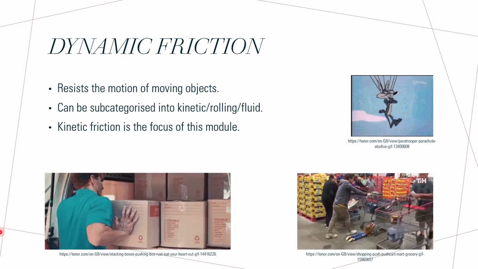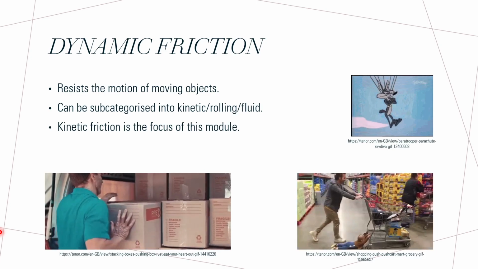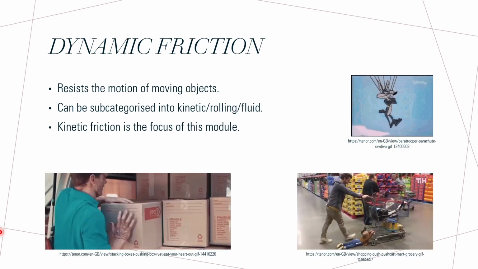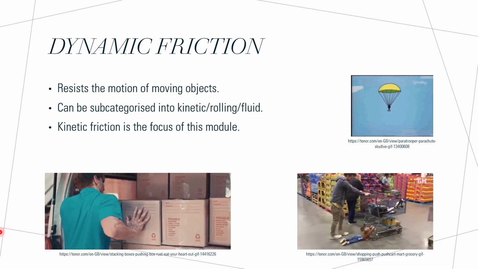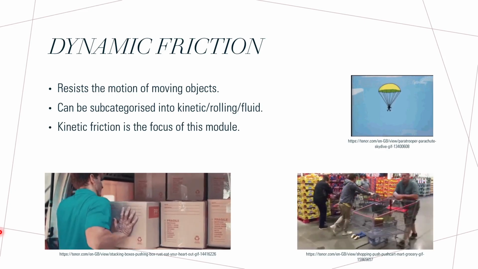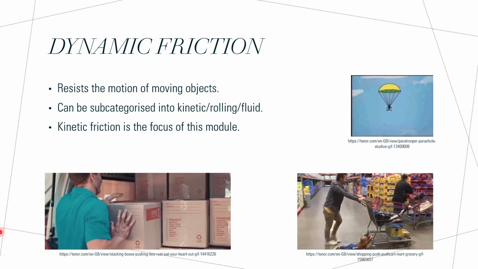Now, once that motion has been overcome, we start to look at something called dynamic friction. This doesn't stop objects from moving entirely like static friction does, but rather it is a resistance to motion of objects that are already moving, which will either mean that force will be applied to try and keep the object moving, or the object will inevitably slow down. We have three different subcategories: kinetic, rolling, and fluid.